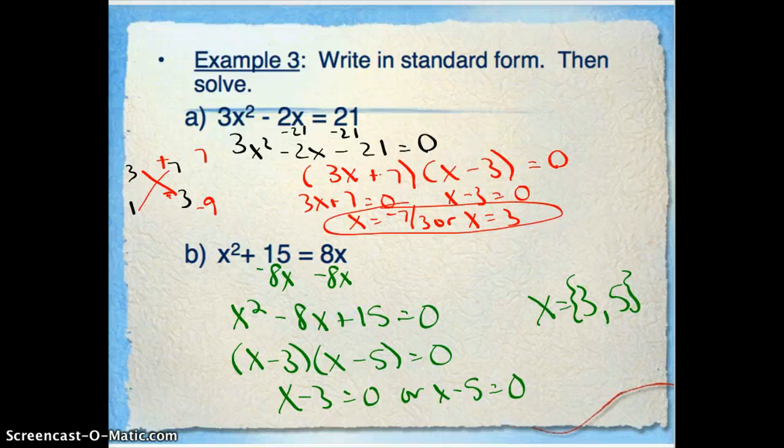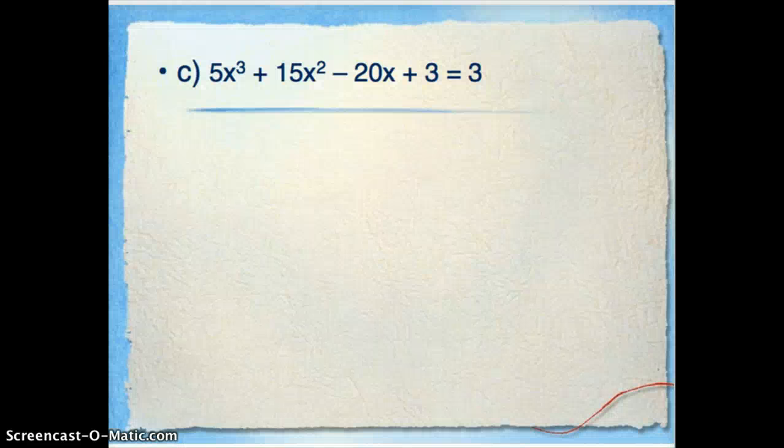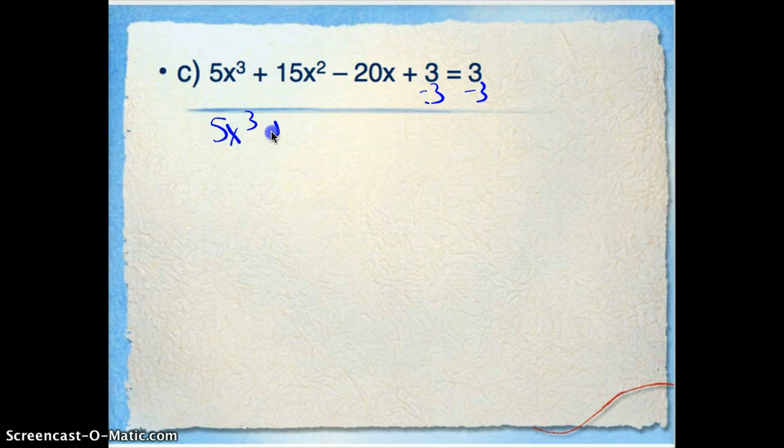One more, a little bit harder. All right. 5x cubed plus 15x squared minus 20x plus 3 equals 3. So I'm going to write this in standard form, and I'm going to try to solve it by factoring again. So I'm going to first subtract 3 from both sides, and then I have 5x cubed plus 15x squared minus 20x equals 0. But alert, I've got a GCF here, so I want to pull it out.